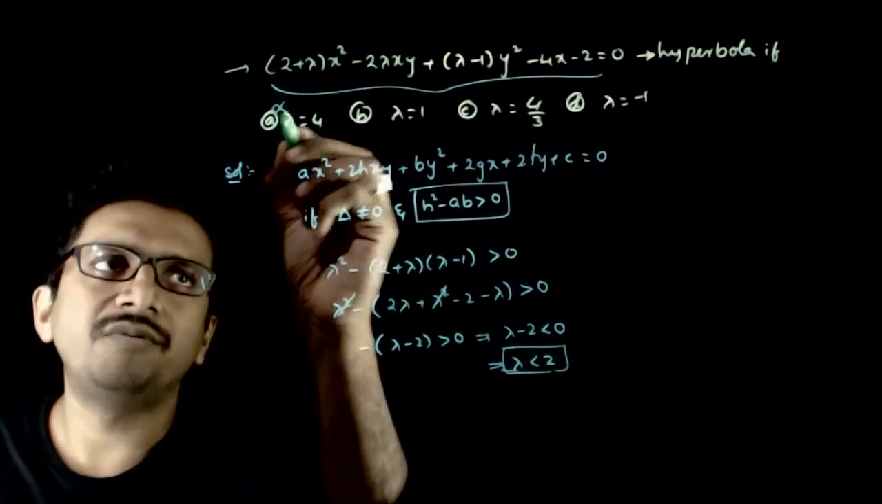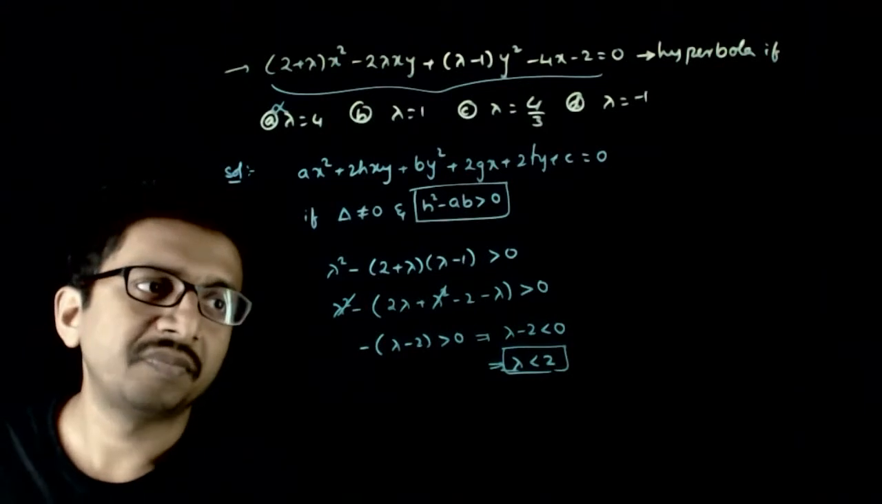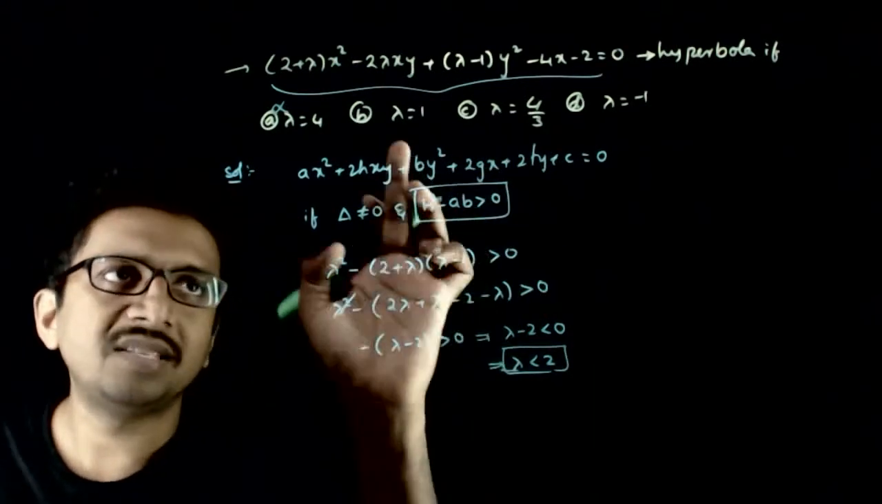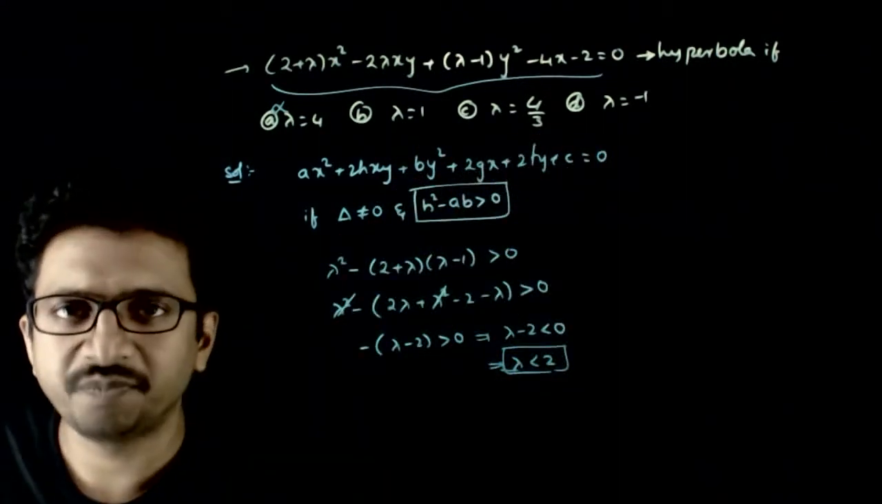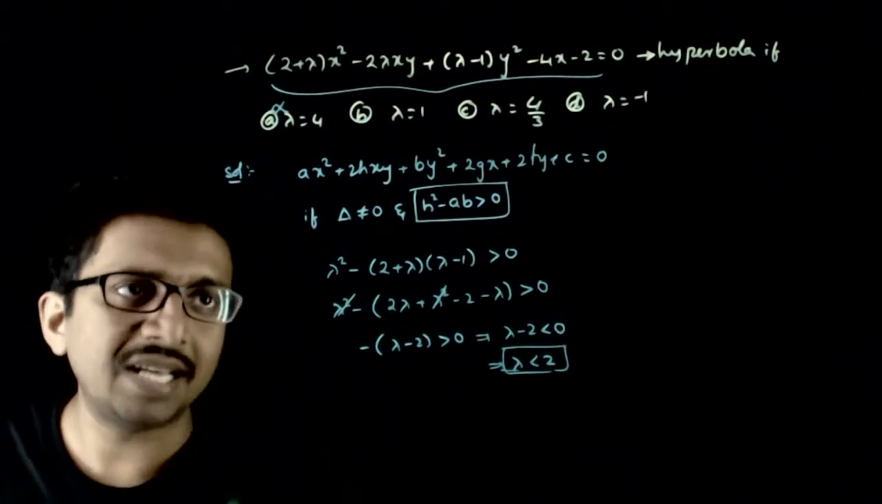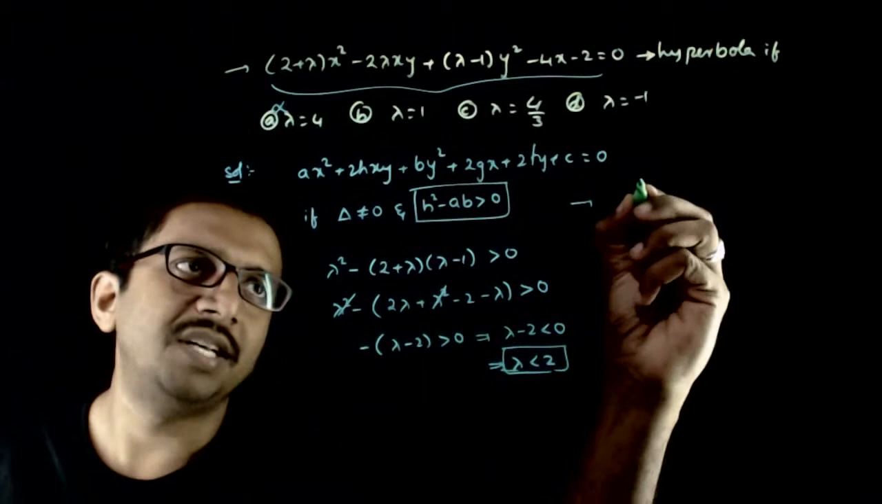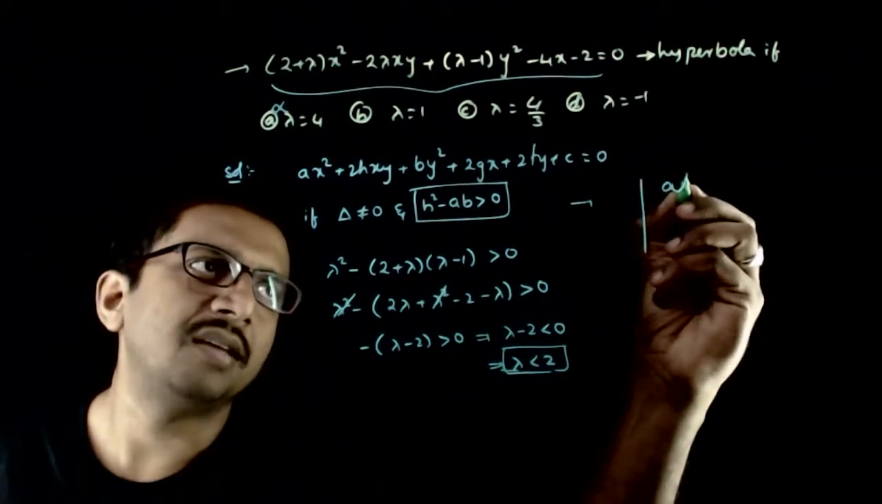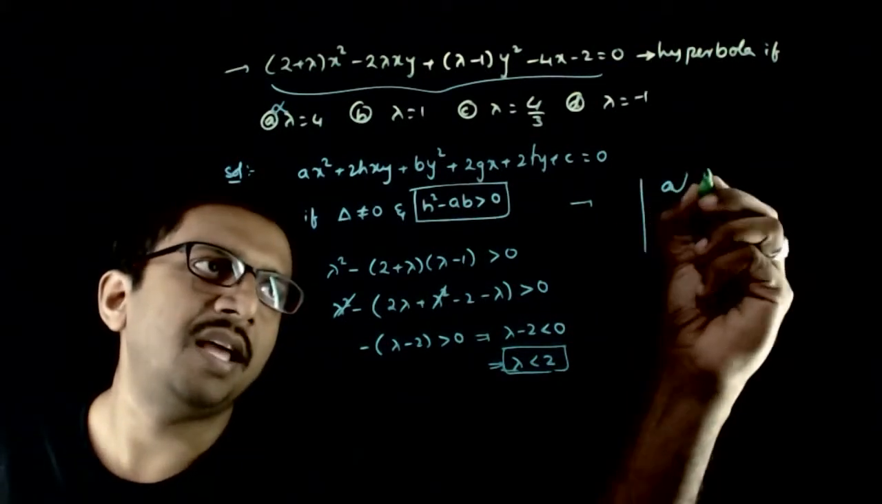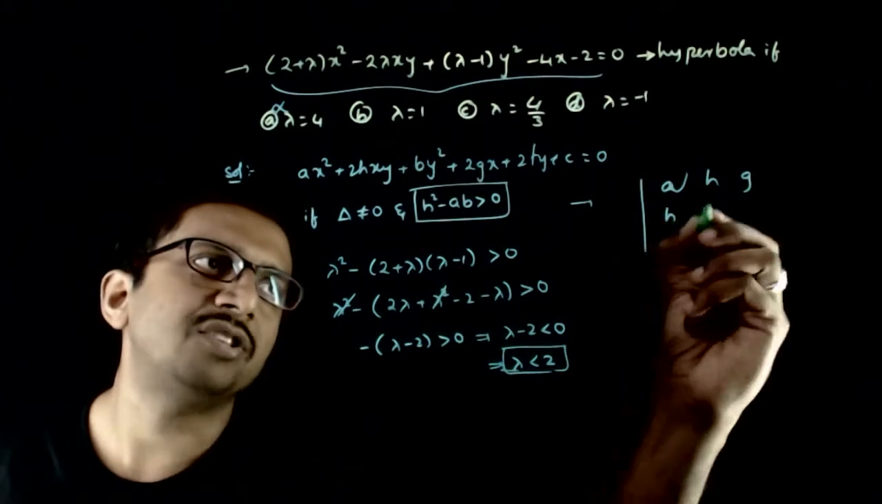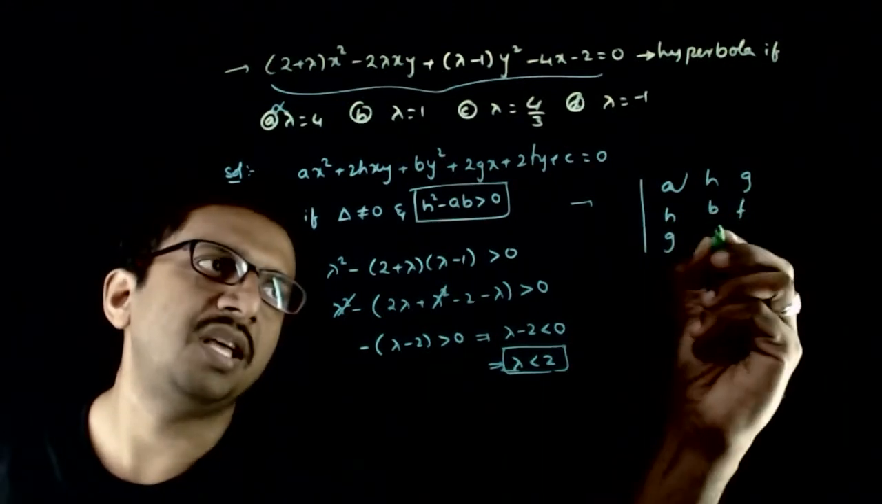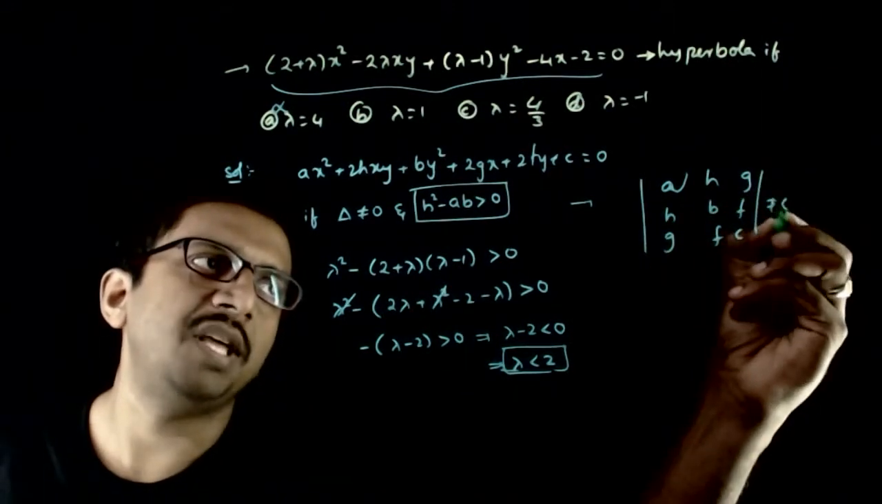So lambda is equal to 4 is not valid, obviously. Lambda is equal to 4 by 3 is valid. This is valid, this is valid. These three are valid. Now the next condition is that delta should not be equal to 0. That means the determinant of a, h, g, h, b, f, g, f, c should not be equal to 0.